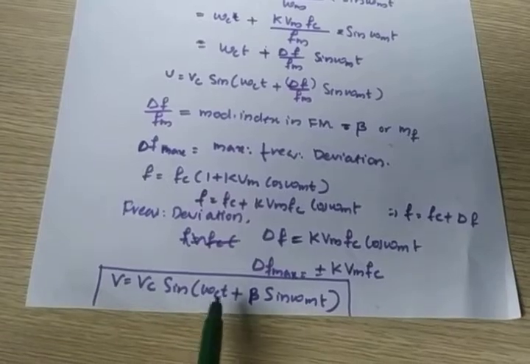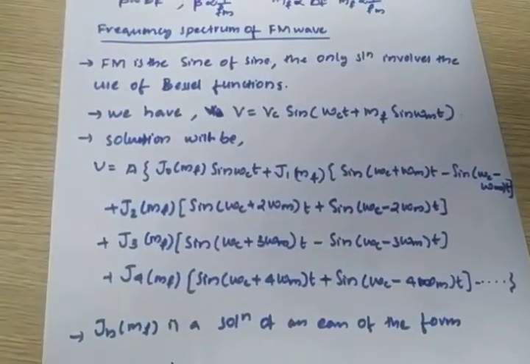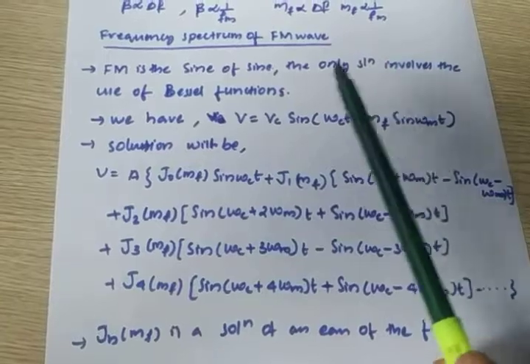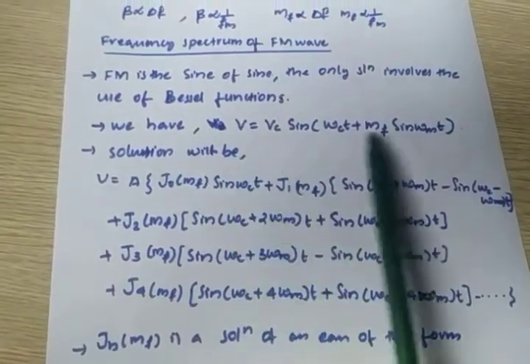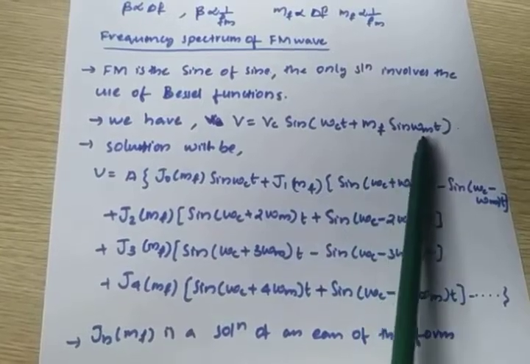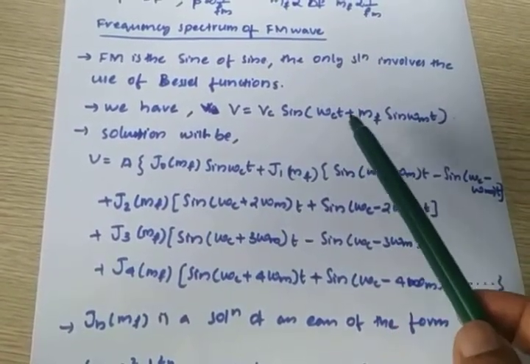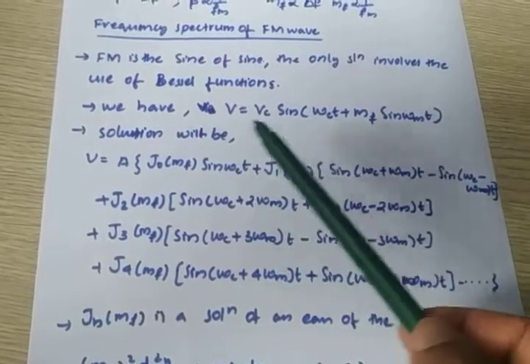We have sine of omega ct plus beta sine omega mt. It's a sine of sine. To solve this sine of sine term, we need a function called the Bessel function. So this is our equation: sine of omega ct plus mf sine omega mt. You can put either mf or beta.